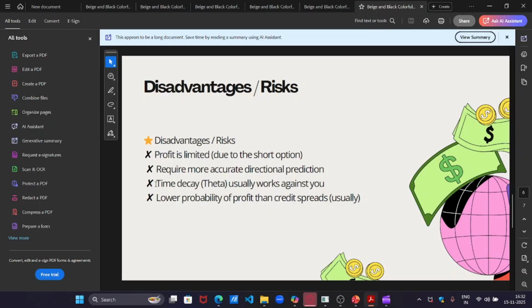And since the selling leg is there, you will see time decay, theta decay, which usually works against us in this one. Lower probability of profit than credit spread. So here the probability of profit will be less, because you have to have that direction where you are expecting the market to go. It should go in that direction.